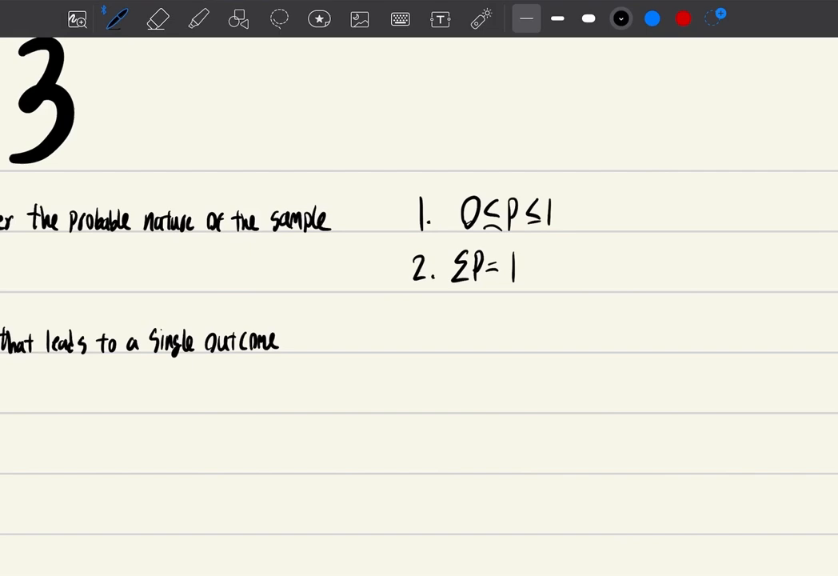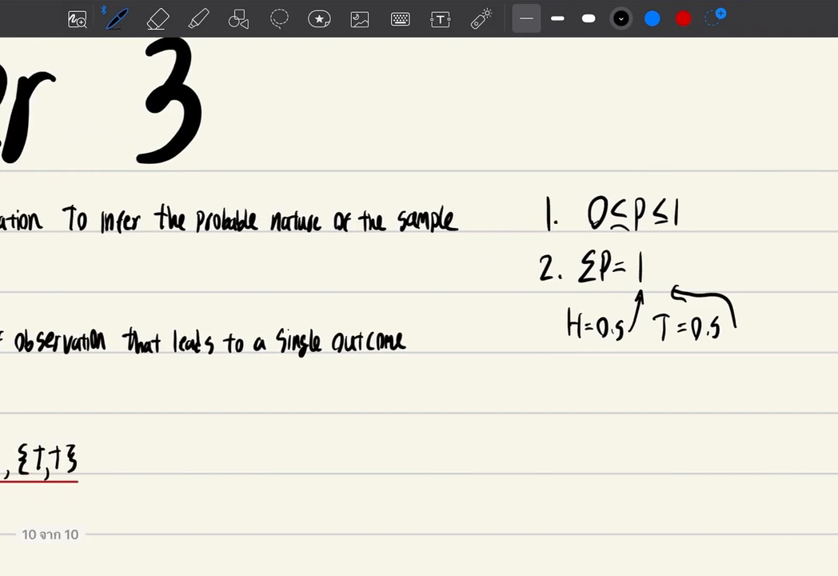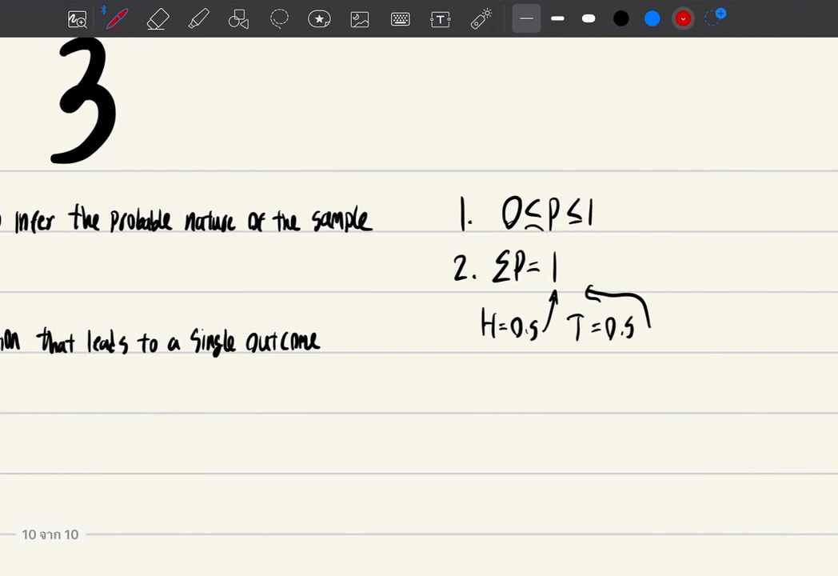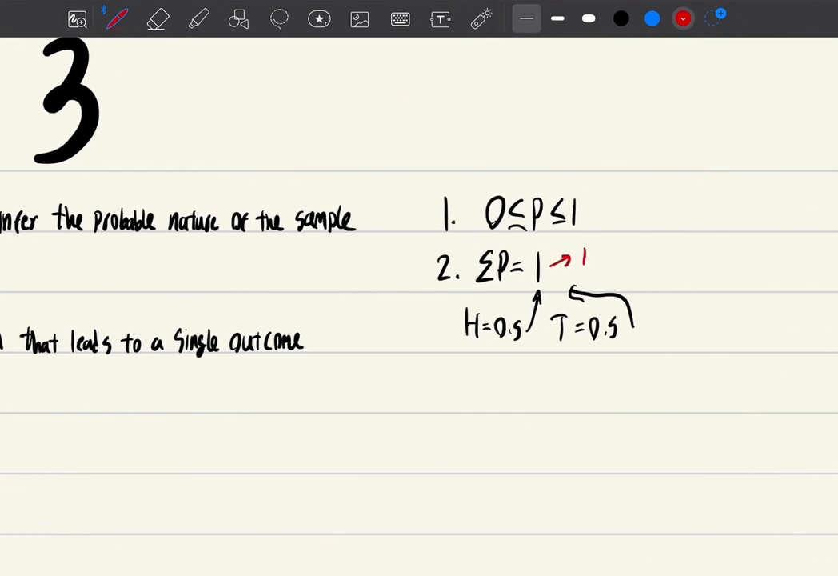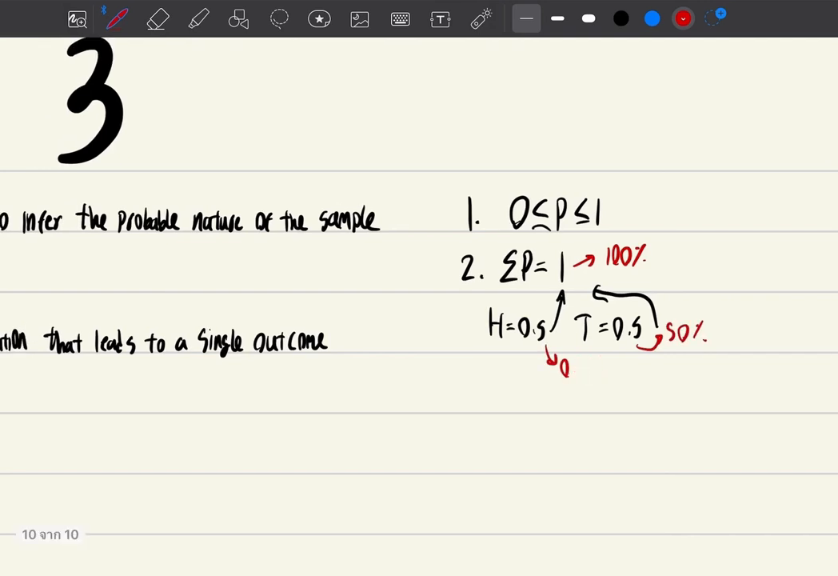For example, flipping one coin, the possible outcome can be head or tail. So the probability of getting head is 0.5, or tail, which is also 0.5. So head equals 0.5, tail equals 0.5. It will be equal to 1. In an easier way, you can think that 1 is 100% and here is 50%, 50%.